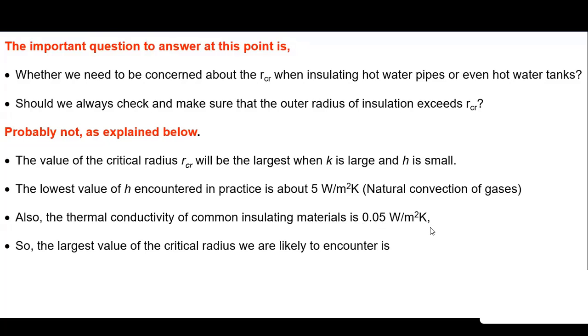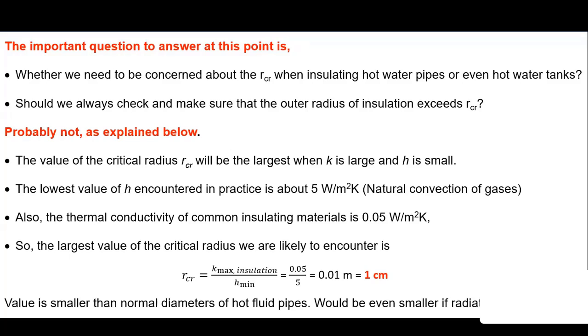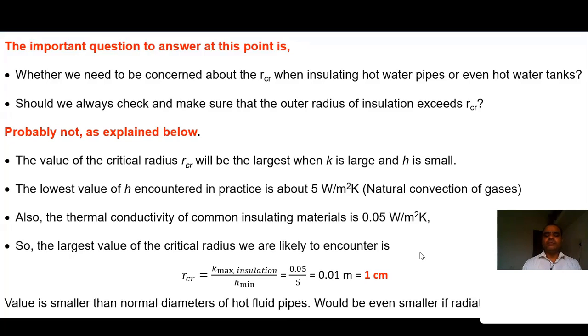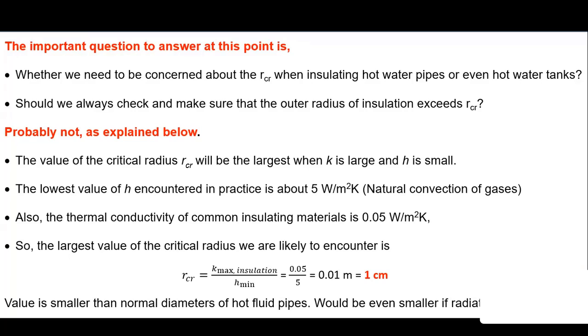If you take these two values, we can calculate the critical radius by using K by H, and it was found to be 1 centimeter. It means for a simple system, if the thermal conductivity of the insulating material is 0.05 and it is subjected to natural convection with a heat transfer coefficient of 5, the critical radius of insulation is 1 centimeter. You can easily say that this value is very small, smaller than the normal diameters of hot fluid pipes, and if you consider radiation, it would be even smaller. Here we ignored radiation and got 1 centimeter. If we consider radiation, then of course it is going to be smaller than this value.